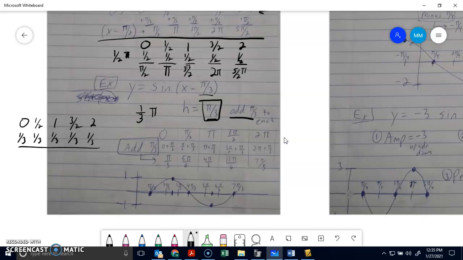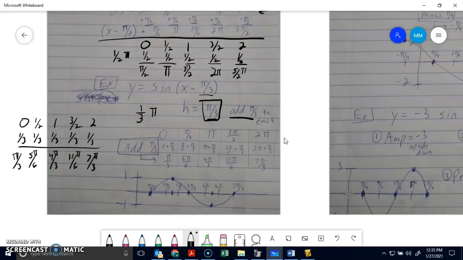You can use your calculator to do this if you're not great at fractions or you don't have the time. 1/2 plus 1/3 is 5/6. 1 plus 1/3 is 4/3. 3/2 plus 1/3 is 11/6. 2 plus 1/3, or 2 1/3, is 7/3. And then just add your pi's back in. 11 pi over 6, 7 pi over 3.